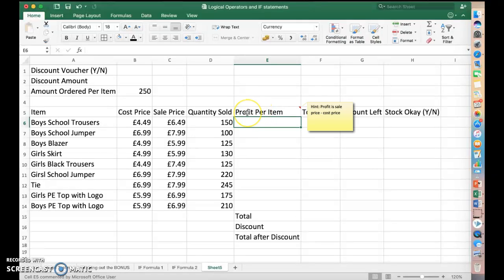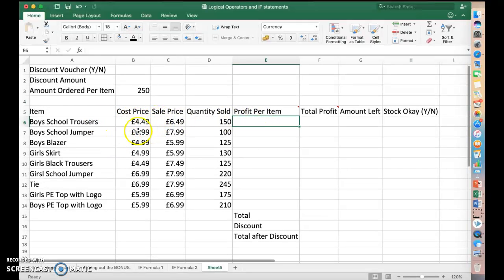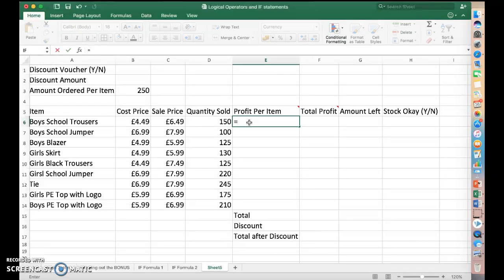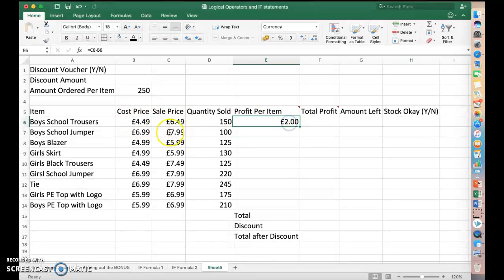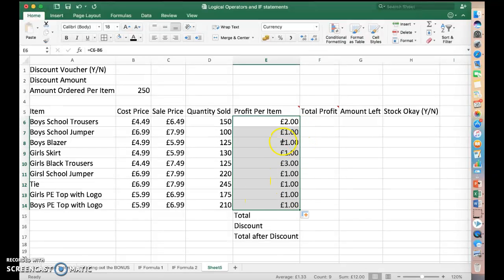So first thing is the profit per item. Again, there's little hints up in here if you're stuck on those, but profit per item is how much money do we make when we sell one of these. So if I'm buying for £4.49 and I'm selling for £6.49, I'm making £2. So we need to do a simple subtraction formula. So equals the sale price, take away the cost price. Always make sure you put the sale price first. Otherwise, if you put the cost price first, you'd have -2. And we can drag that down here, speed it up. Okay, so most of them are £1 each, and there's a few different ones.